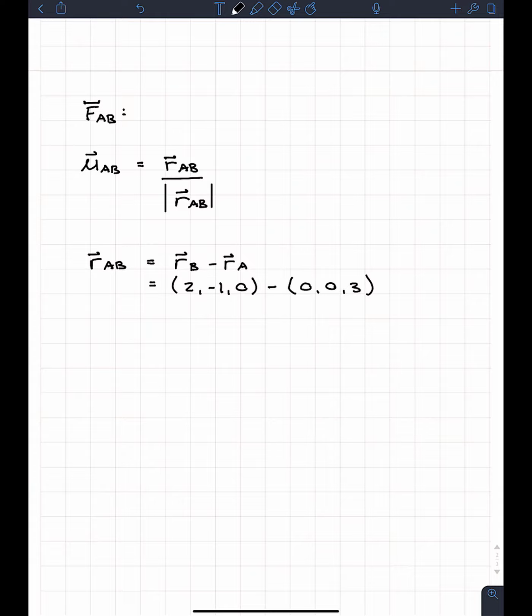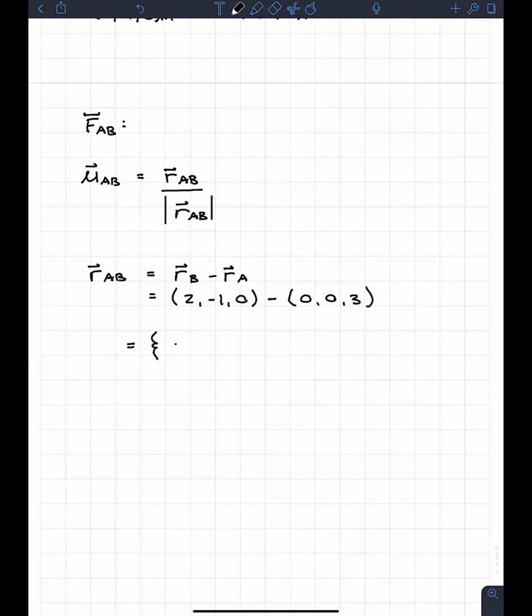So should be pretty simple. 2 minus 0, well, we know that that's going to be 2. And this will be in the I direction. -1 minus 0, well, that's just going to be -1 in the J direction. And finally, 0 minus 3 is going to be -3. And that'll be in the K direction. And we all know that this will have units of meters because it's a position vector.